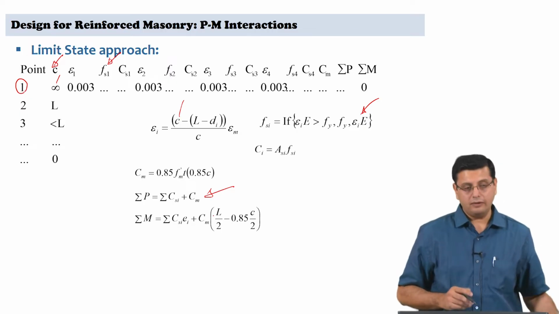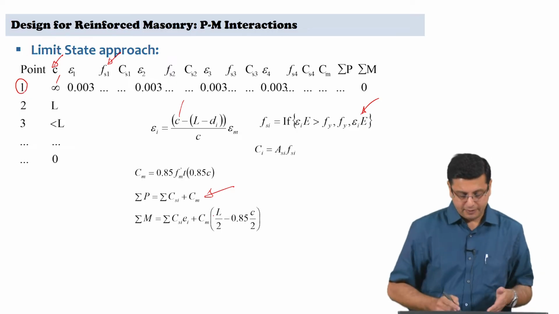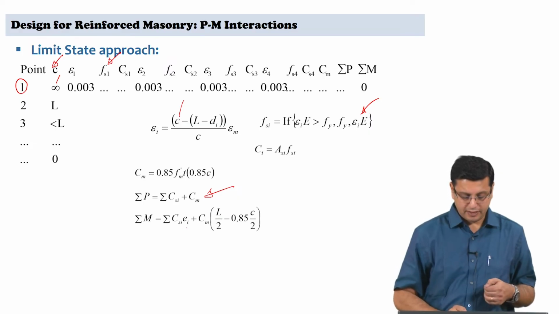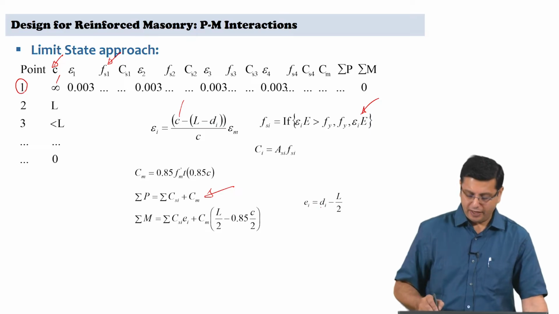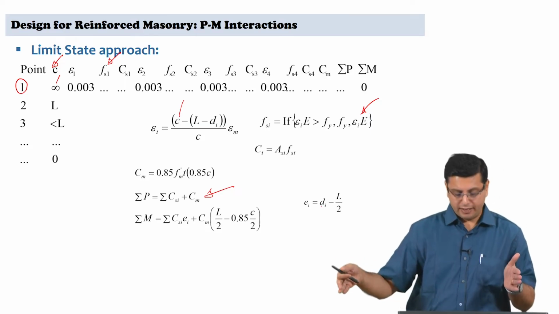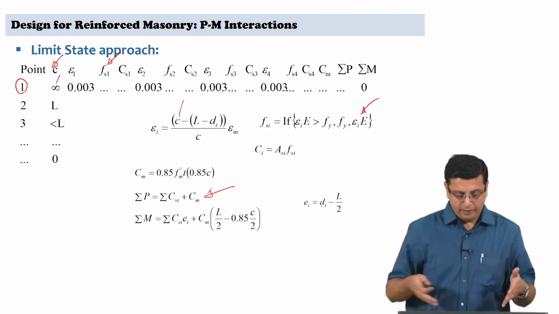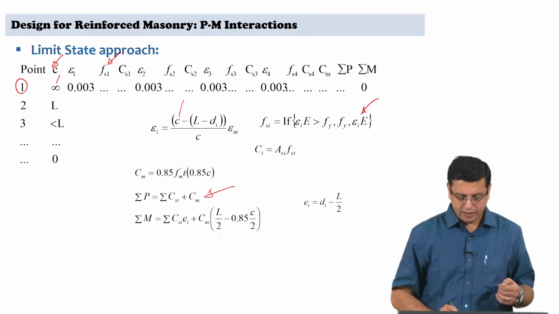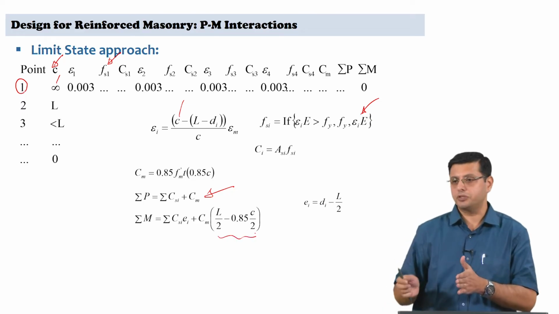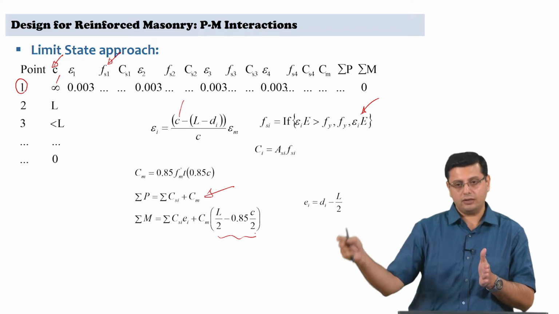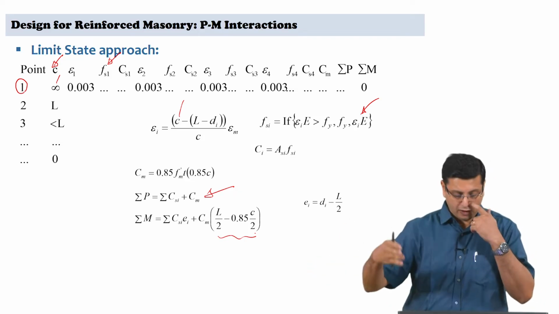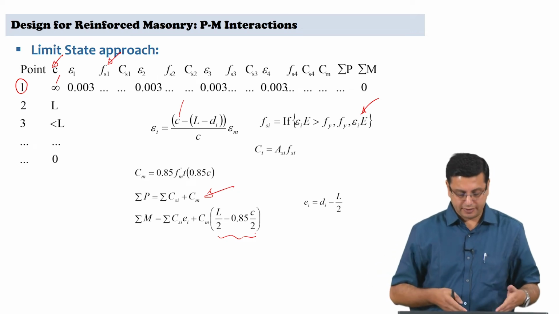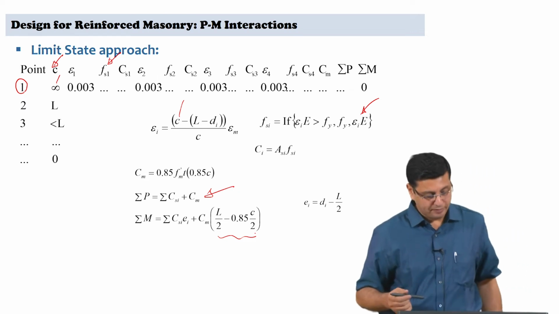The lever arm for the steel reinforcement bars has to be estimated for each bar as nothing but the distance from the edge fiber minus half the length of the wall, whereas for the masonry portion, it is the centroid of the rectangular stress block with respect to half the length of the wall. So you get the two eccentricities, you have your estimate of M.